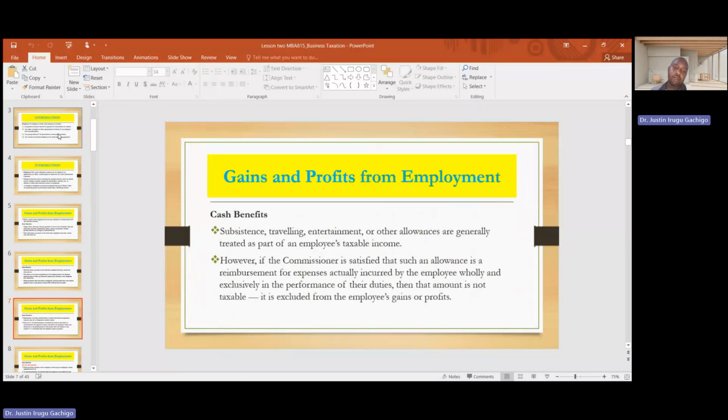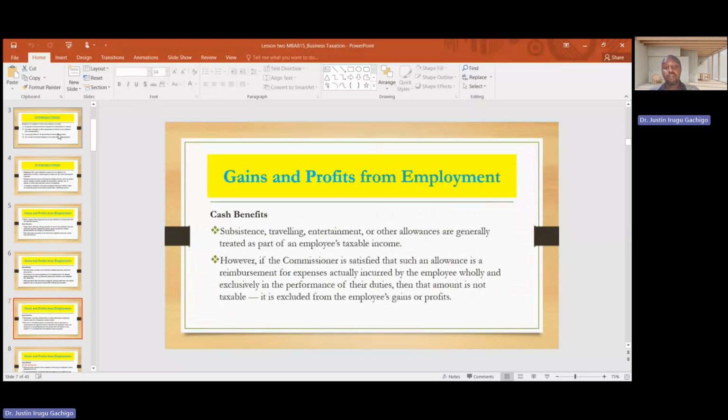So there is a statement here. However, if the commissioner is satisfied that such an allowance is a reimbursement for expenses actually incurred by the employee wholly and exclusively in the performance of the duty, then the amount is not taxable. It is excluded from the income or profit. So in some cases, you find that these subsistence allowances, like traveling, let's say you are given 5,000 to travel to Mombasa, and you travel to Mombasa by bus. You get a receipt to Mombasa 2,500, back to Nairobi 2,500.